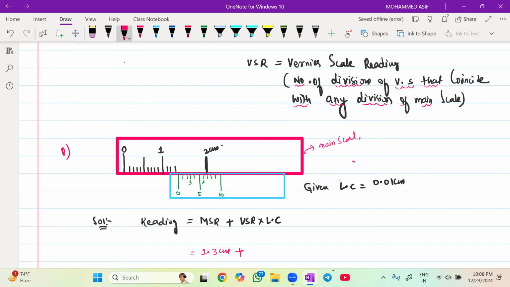What do you mean by Vernier scale division? Anyone? Vernier scale division means number of divisions of Vernier scale that are coinciding with any division of main scale. Now see, which division on the main scale is coinciding? Look here, 7 is coinciding. This one, 7 is coinciding. Am I clear?